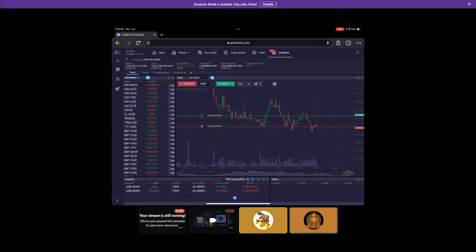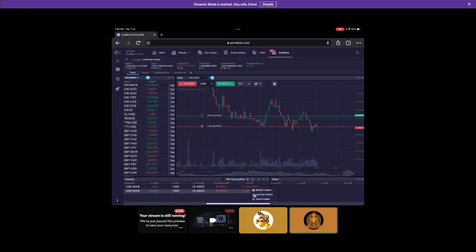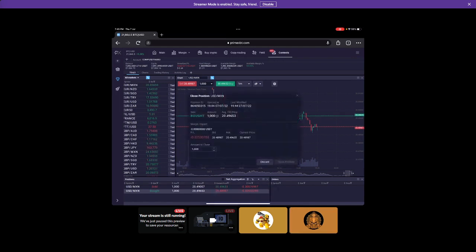Let's say you want to close your position. All you have to do is just click and hold, and you'll see these three options come up. You have the option to modify your position, which enables you to change your stop loss, your take profit zone. You have the option to close your position, and you can choose how much of the position you want to close. If you want to close 100%, being 1,000 contracts, or 50%, you put in 500 contracts.